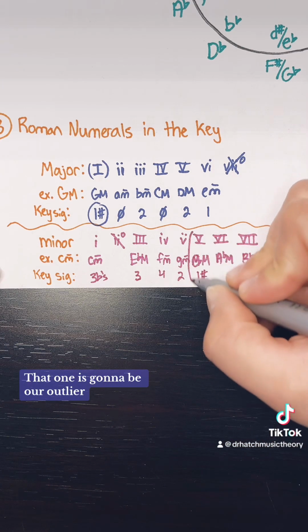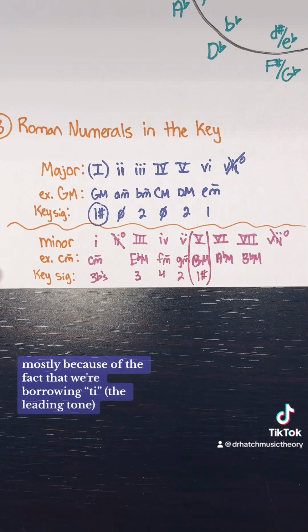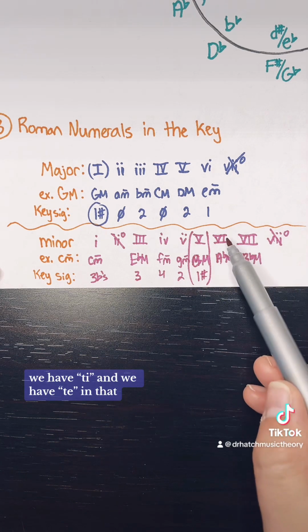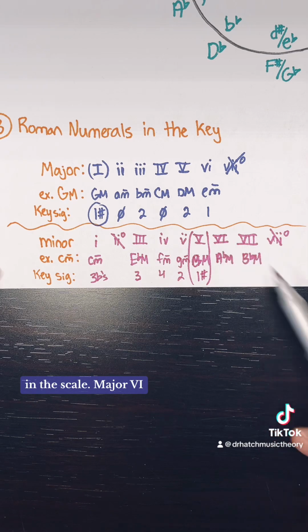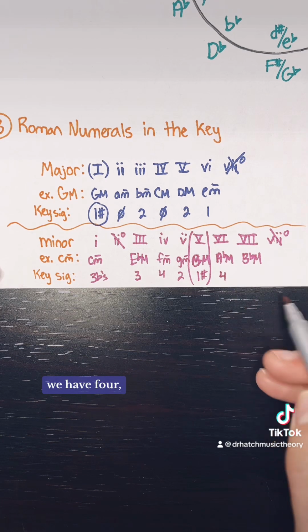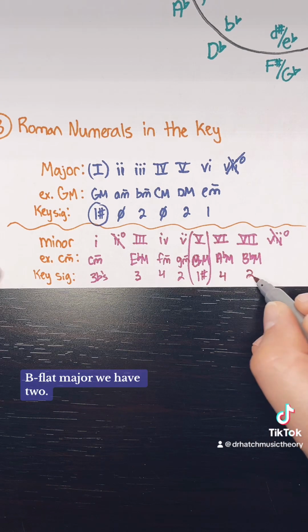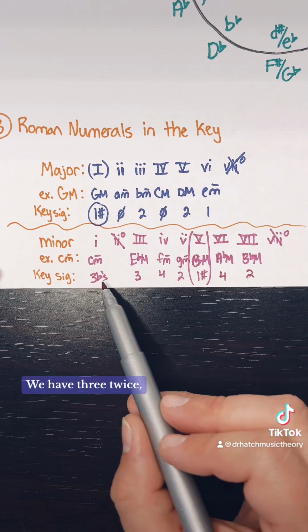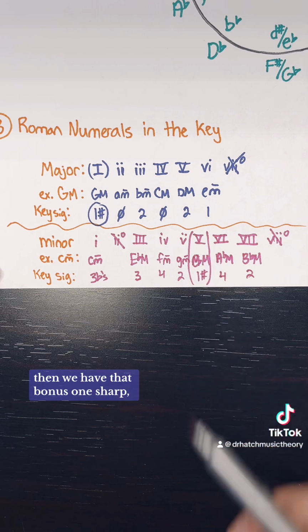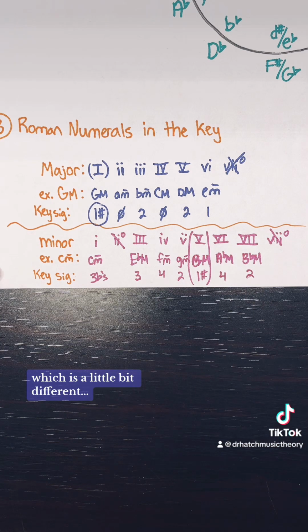That one is going to be our outlier, mostly because we're borrowing ti. We're using melodic minor. We have ti and we have te in this scale. Major 6 with A flat major, we have 4. B flat major, we have 2. So we still have 2 of each. We have 3 twice, 2 4s, 2 2s. Then we have that bonus 1 sharp, which is a little bit different.